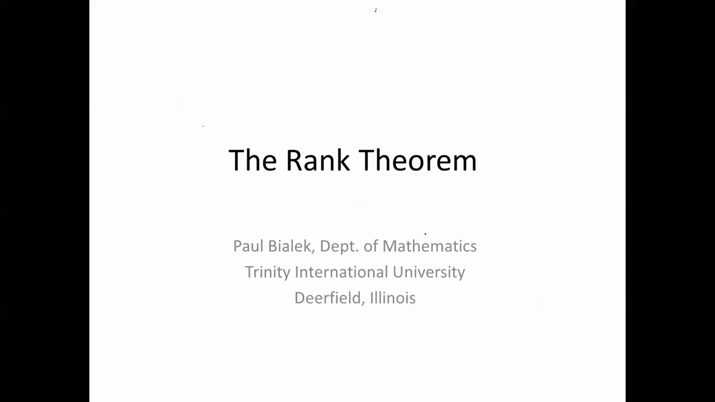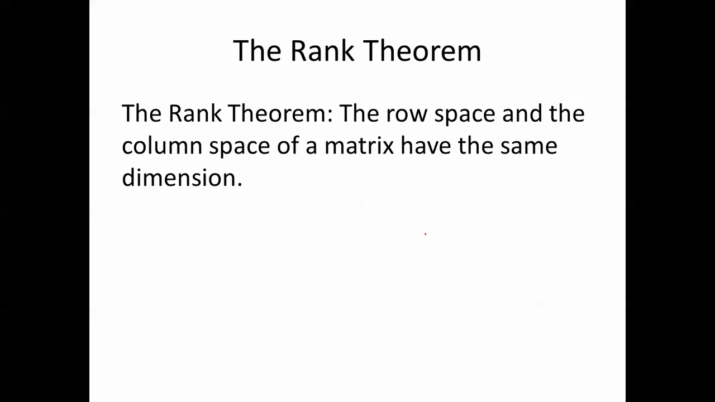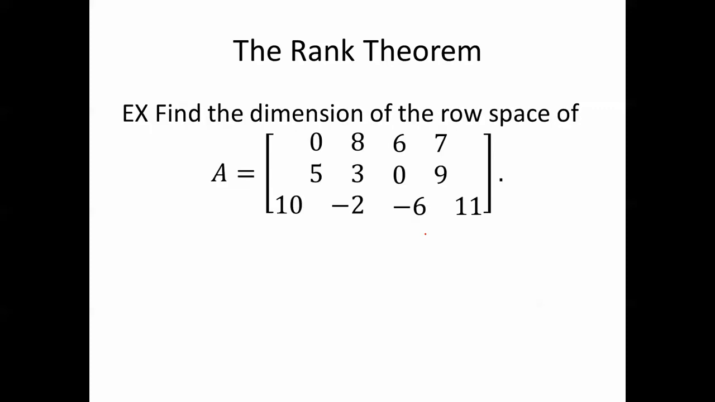Let's look at the rank theorem. The rank theorem tells us that the row space and the column space of a matrix have the same dimension. Find the dimension of the row space of this matrix, A, for example, 0, 8, 6, 7, 5, 3, 0, 9, 10, -2, -6, 11.